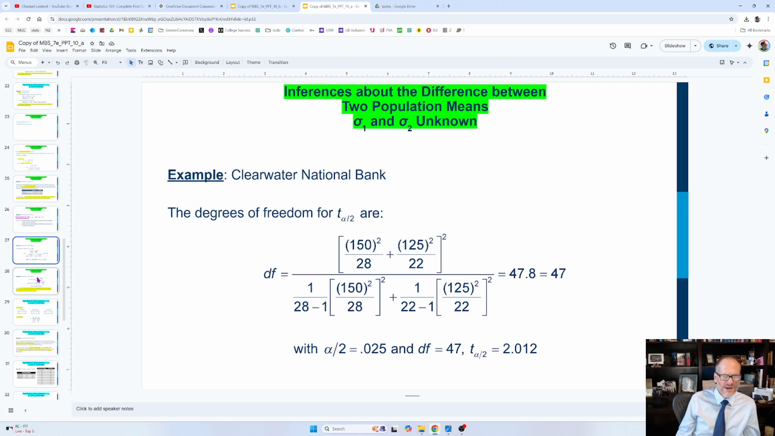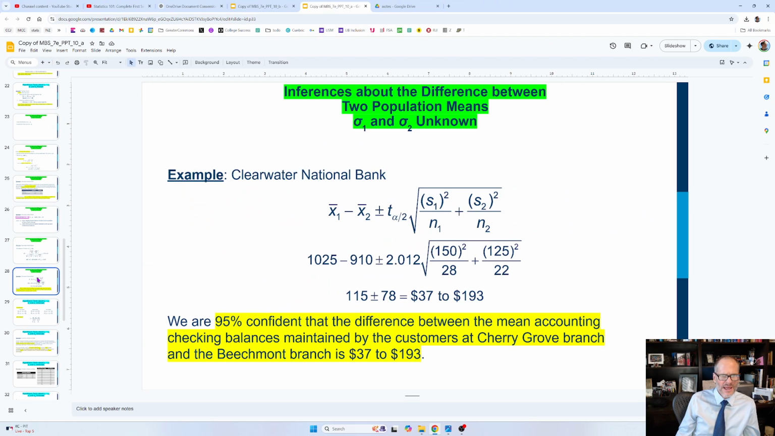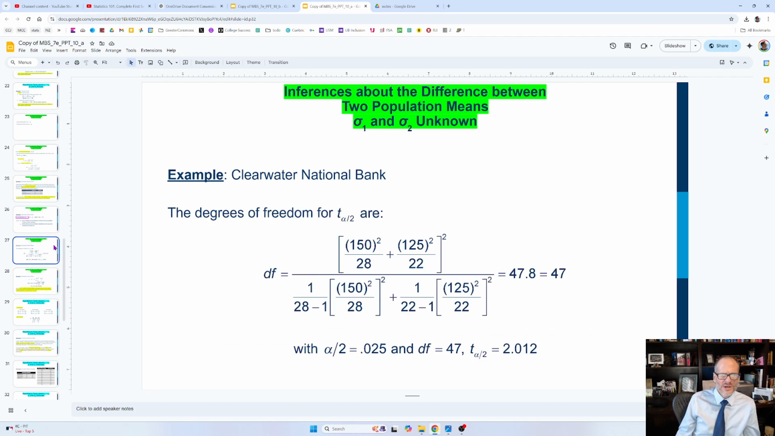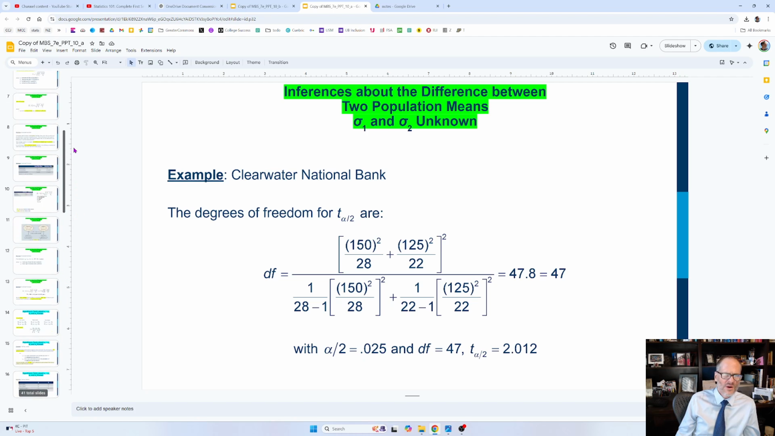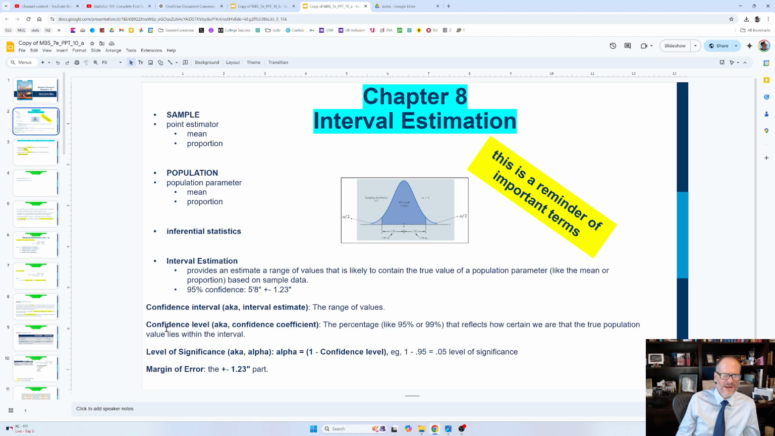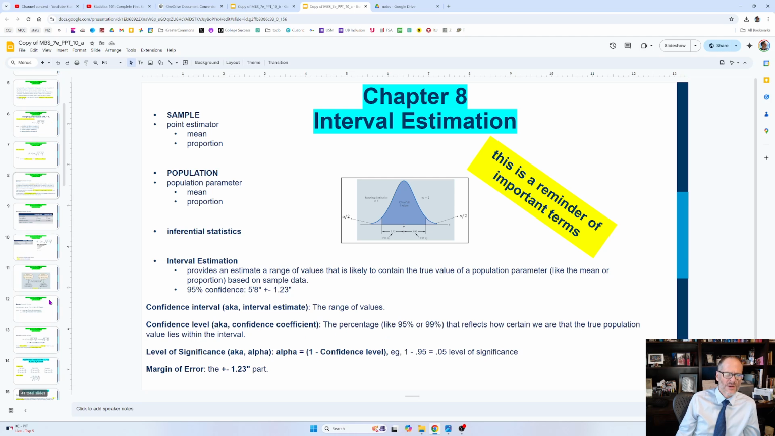And so we have 47 degrees of freedom, and with 47 degrees of freedom, we need to go to our t-table, right? 47 degrees of freedom, and then our alpha divided by 2 is going to be 0.025. Our alpha is our level of significance. And so we have a 95% confidence level, which is a level of significance of 0.05.